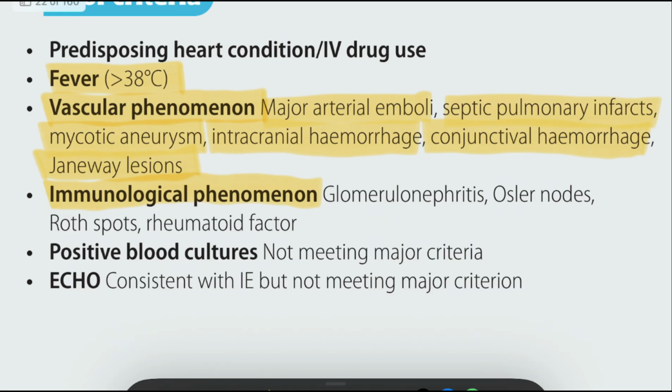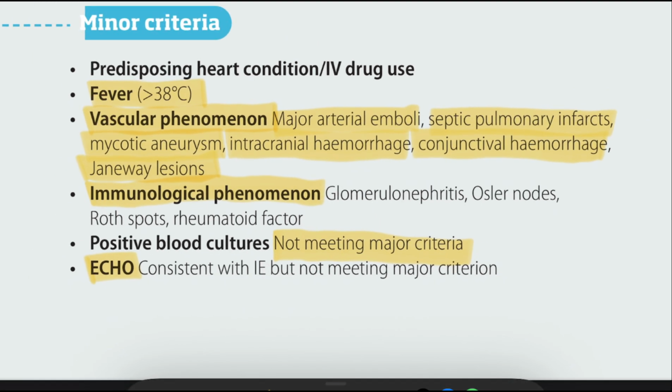Next, we have immunological phenomena like glomerulonephritis, Osler nodes, Roth spots and rheumatoid factor. Also, a positive blood culture not meeting the major criteria, and echo consistent with infective endocarditis but not meeting the major criteria.